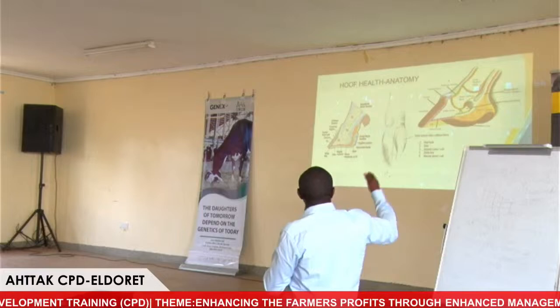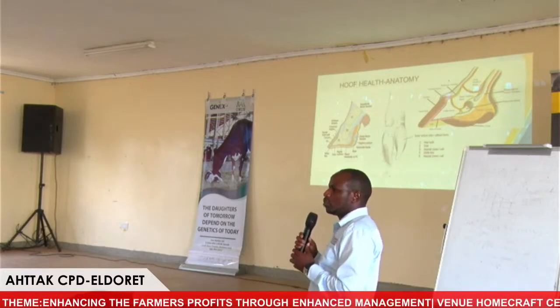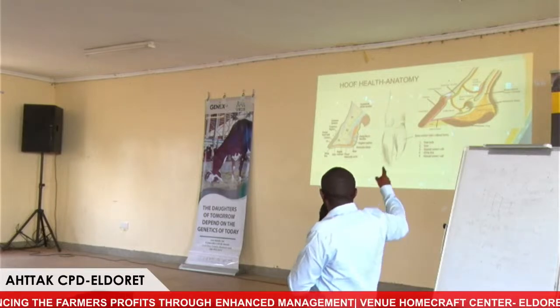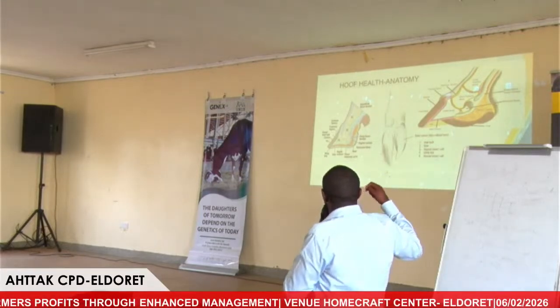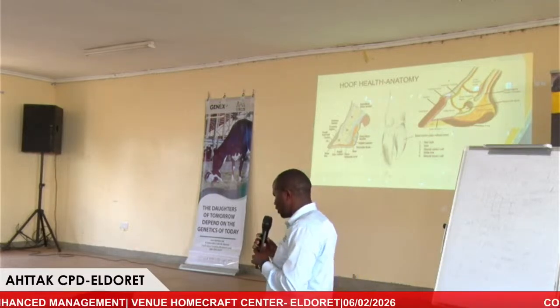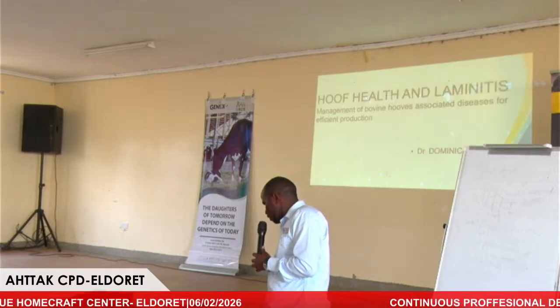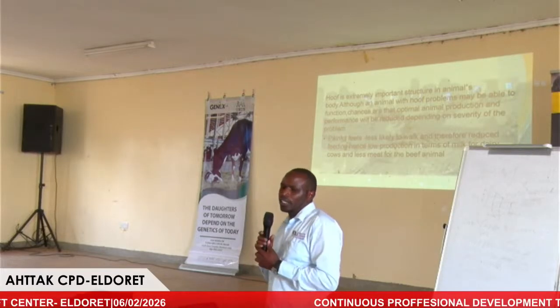And then we have the flexor tendon, which is very important when the animal is moving. When the animal is moving, we have the distal interdigital flexor, which helps to flex the joint. So basically, that is what I wanted to say.